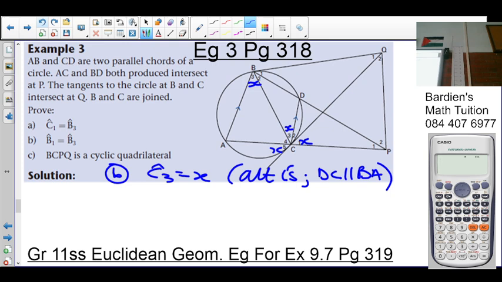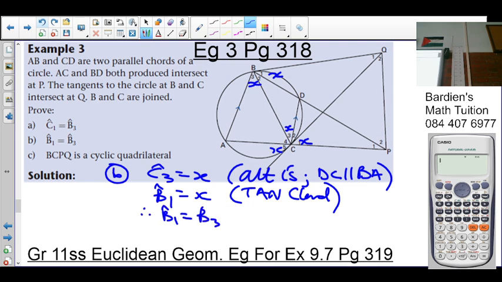Okay, C3 is equal to x. So if C3 is equal to x, what's the other angle equal to x? B1 is equal to x. Why? Tan chord theorem. So didn't we now answer the question? Therefore, we state the answer to the question. B1 is equal to B3, which is equal to x. Easy does it.